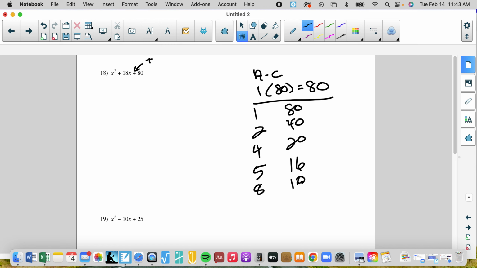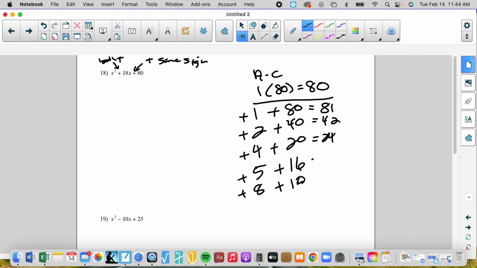Since this is positive, I know that means the signs are the same. And then I look here and both are positive. I'm going to go here with my factor pairs. Notice my factor pairs are in numerical order: 1, 2, 4, 5, 8, 10, 16, 20, 40. The smaller is on the left side and the larger number is on the right side. That's not super important here, but when those signs are different, it will make a huge difference. So we get 81, we get 42, we get 24, we get 21, and we get 18.